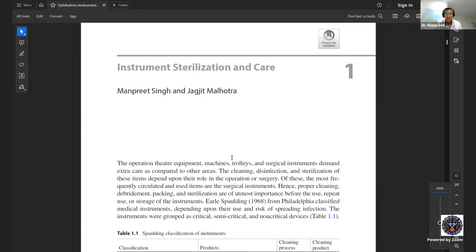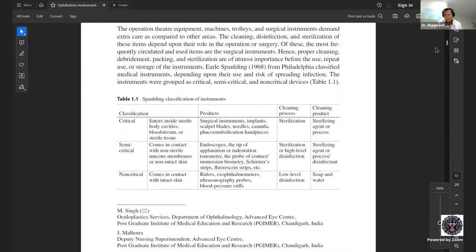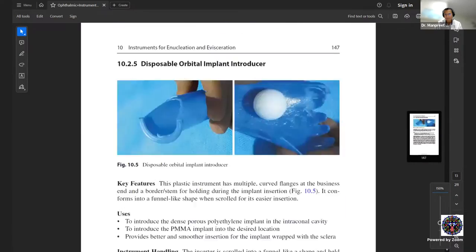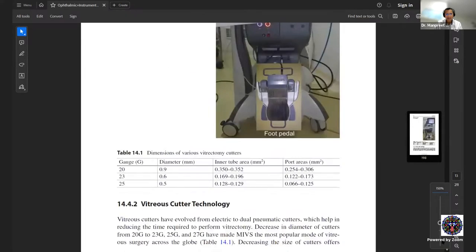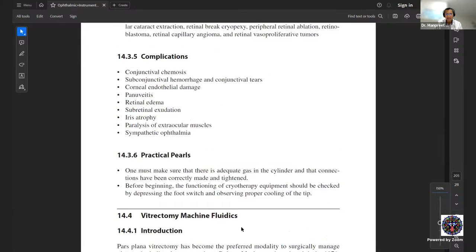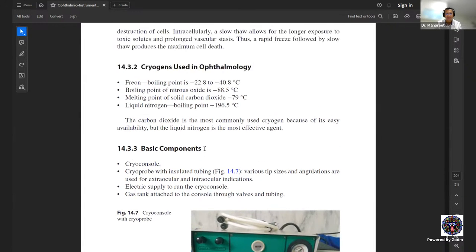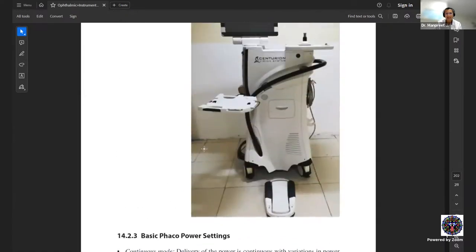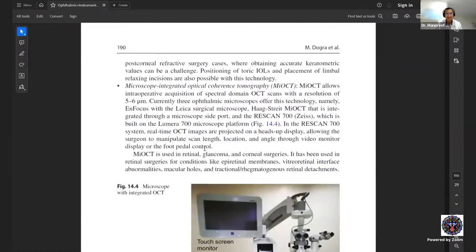So the first chapter is on instrument sterilization and care. What you were talking about was the anterior segment or the phaco tips. Yes, sir. The last chapter is about the LASIK. Got the ophthalmic instrumentation and the tools. So basically, I took some liberty, talked to the publisher and got these equipment also. We put the equipment chapter at the end.